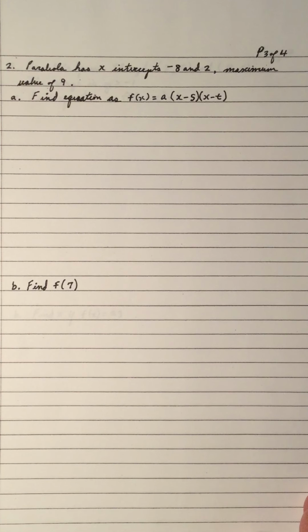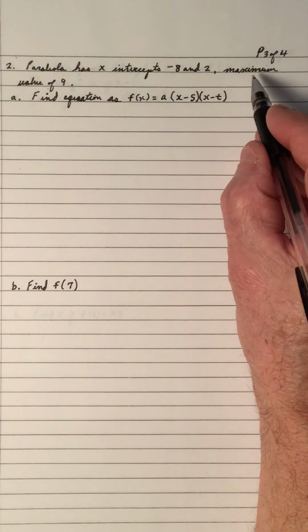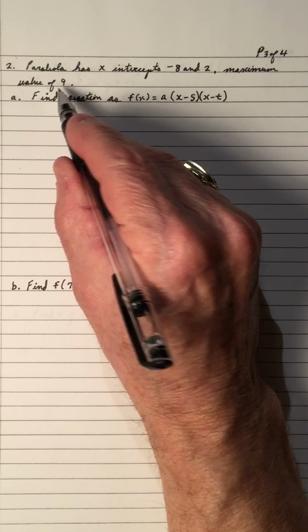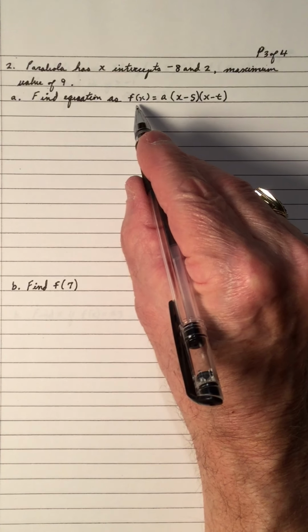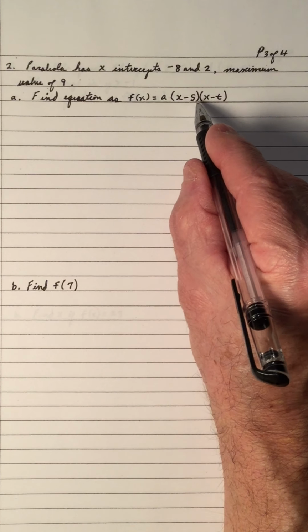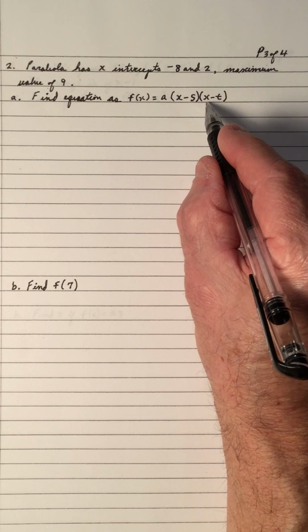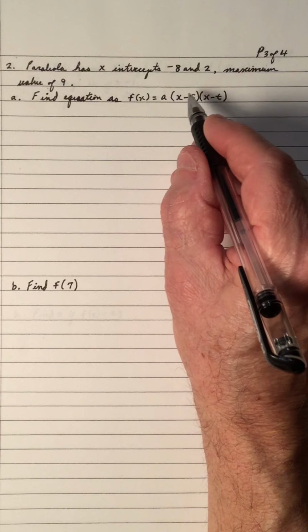Be my guest. A parabola has x-intercepts of negative 8 and 2, and a maximum value of 9. So we want to find the equation. Find the equation as f of x equals a times the bracket x minus s, times x minus t. This is the x-intercept form.